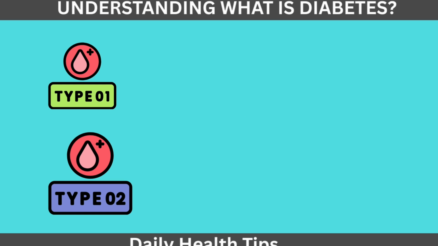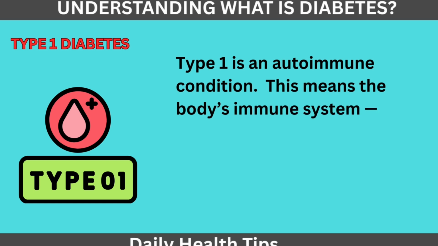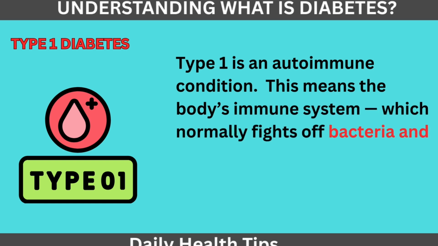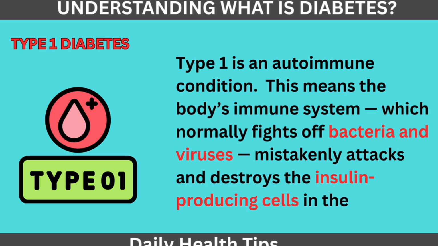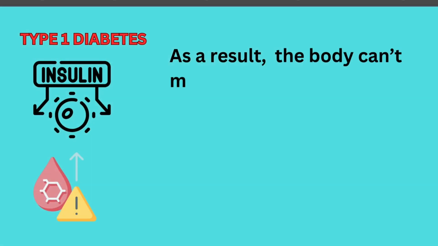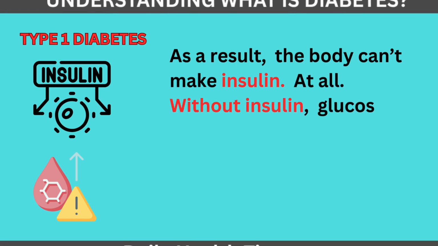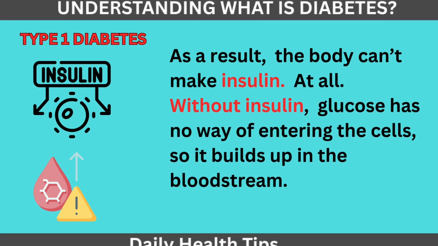Type 1 diabetes. Let's start with type 1 diabetes. Type 1 is an autoimmune condition. This means the body's immune system, which normally fights off bacteria and viruses, mistakenly attacks and destroys the insulin-producing cells in the pancreas. As a result, the body can't make insulin at all. Without insulin, glucose has no way of entering the cells, so it builds up in the bloodstream.